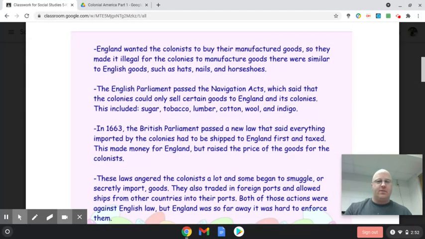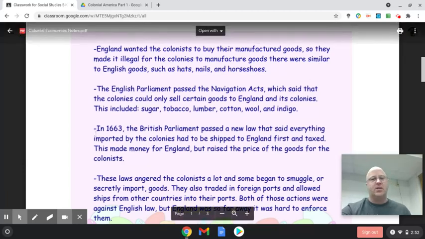The next thing they did was English Parliament passed the Navigation Act. As we mentioned before, the word act means law. And this law passed by Parliament limited what and who the colonies could trade with. So they said the 13 colonies could only trade or sell things like sugar, tobacco, lumber, cotton, wool, and indigo to England and or other colonies around the world.